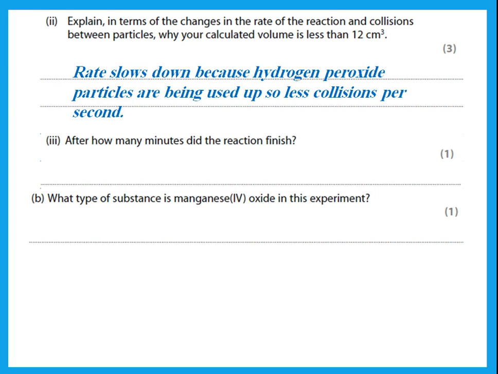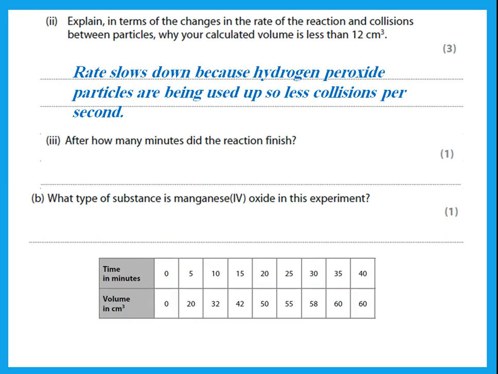After how many minutes did the reaction finish? Well, we look at the table and see when it stopped giving out any gas. When did the volume of gas stop increasing? Look at the table: it kept increasing until 35 minutes, where it is 60, and it is still 60, so the reaction finished after 35 minutes. What type of substance is manganese oxide again? He says that when he added it the reaction became faster and the manganese oxide remained unchanged. That is the definition of a catalyst. So manganese oxide is a catalyst. Okay.